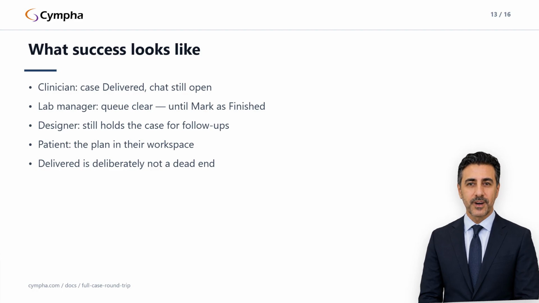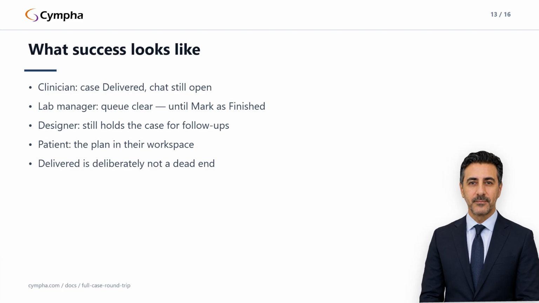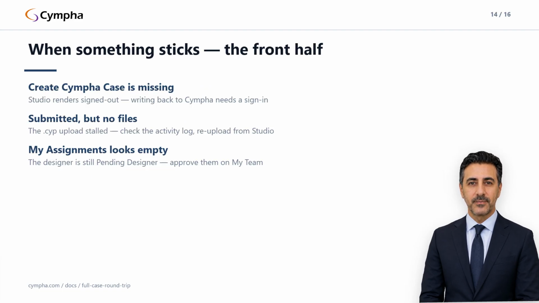6 things go wrong more often than anything else, and they split neatly into 2 halves. Here's the front half, the problems that happen before the design is ever approved. Problem 1, the Create Cympha case action is missing in Studio.